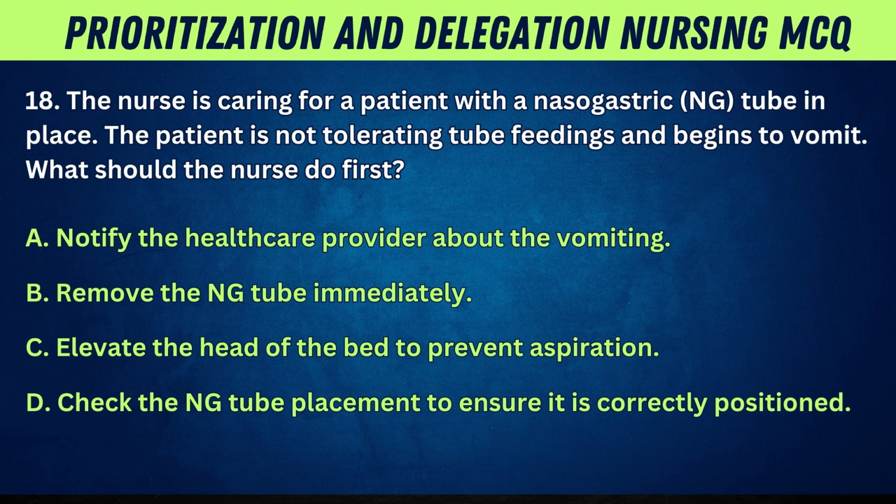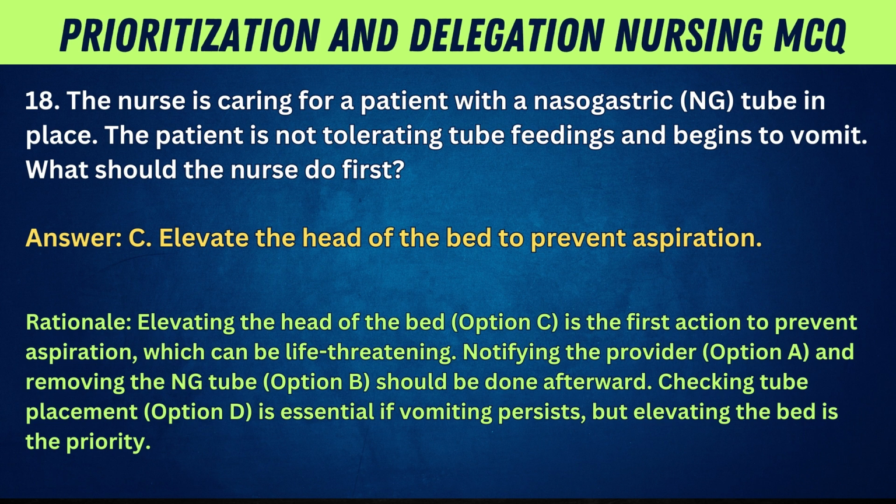A. Notify the healthcare provider about the vomiting. B. Remove the NG tube immediately. C. Elevate the head of the bed to prevent aspiration. D. Check the NG tube placement to ensure it is correctly positioned. Answer. C. Elevate the head of the bed to prevent aspiration.